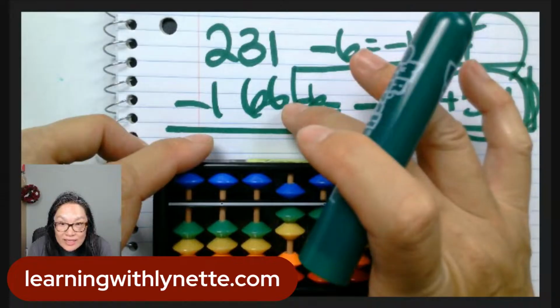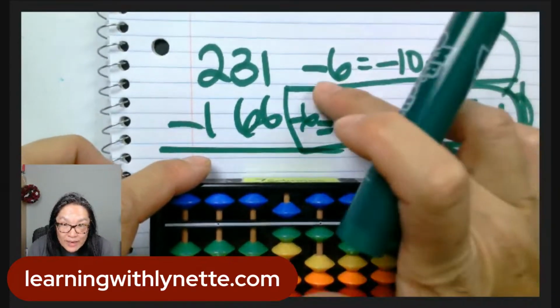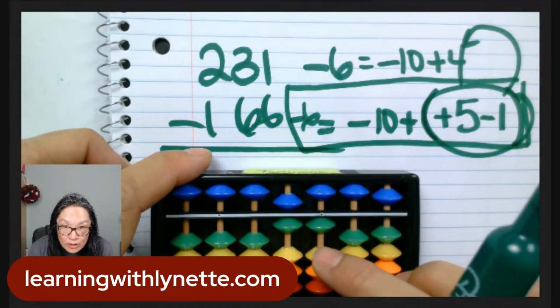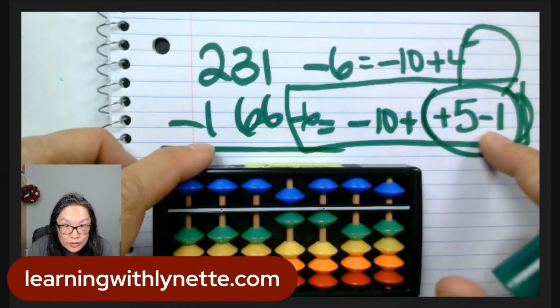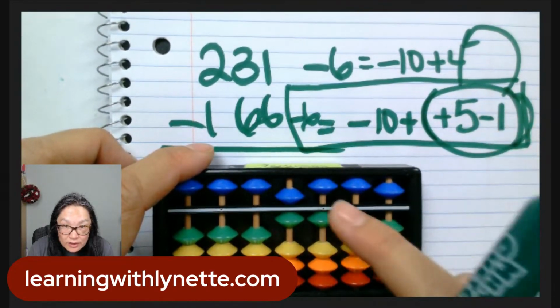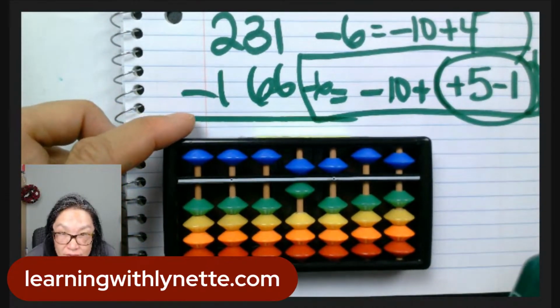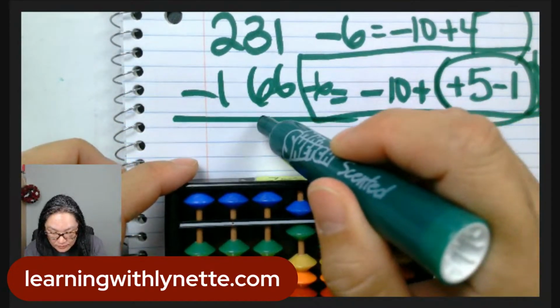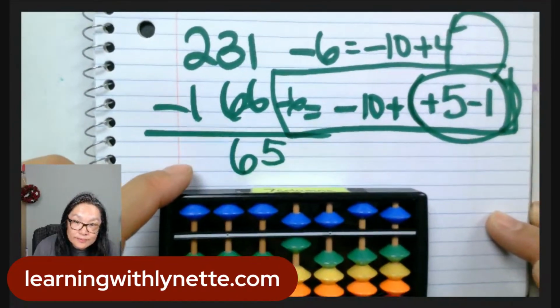And then we need to take away the 6 again. Minus the 10 plus the 4. We cannot plus the 4. How do we do it? We need to do plus the 5 minus the 1. So my final answer is what? 65. Did that make sense?